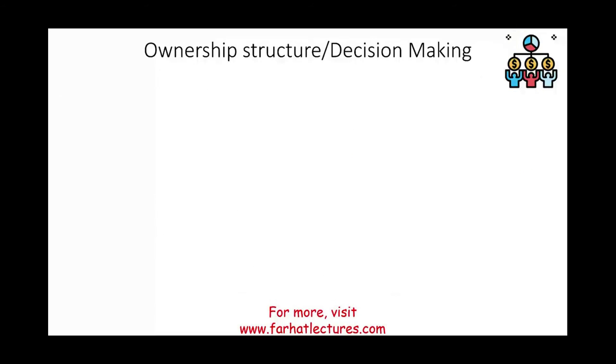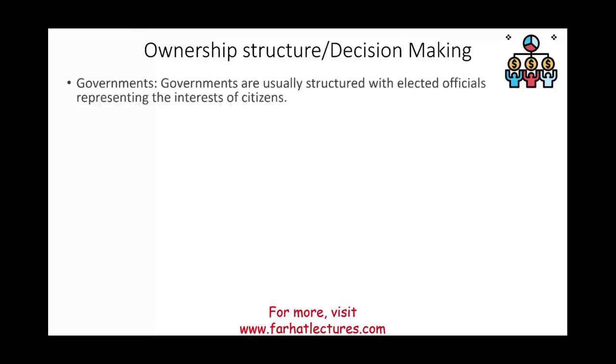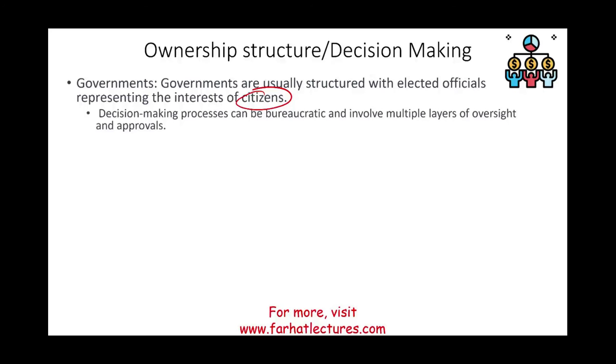Now let's talk about the ownership structure. Who owns a business? Who owns the government? No one really should own the government, but let's see what it looks like. Well, governments are usually structured with elected officials representing the interests of the citizens. Who are the citizens? The citizens are the voters. So the decision making for a government could be bureaucratic because you really don't have anyone pushing you to do so, because it's the voter citizen and they can only hold you accountable during the voting process. And it could involve multiple layers of oversight and approval.